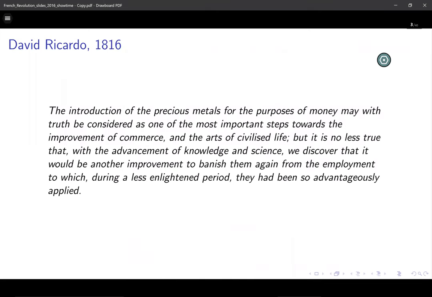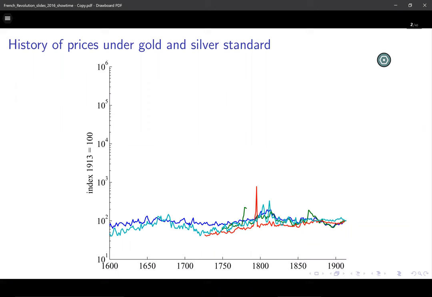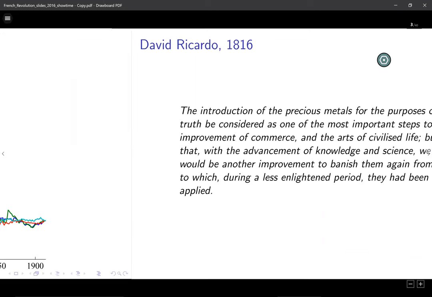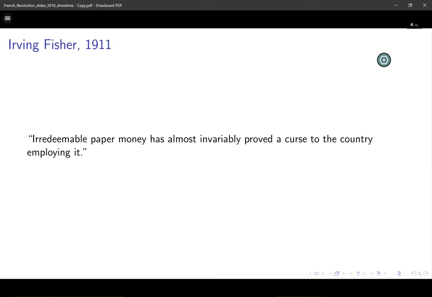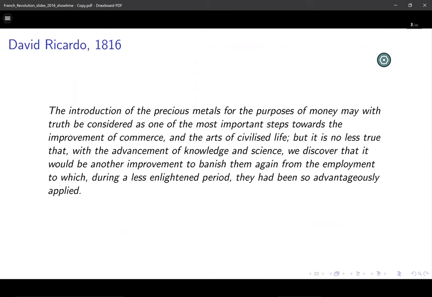So this is the quote from David Ricardo that we saw last time in 1860, which is about right here. Now it's interesting, it's right here because this red line is France. And this episode right here, we're going to talk about today. But in 1816, David Ricardo recommended that you do a trick, which is basically you stay on a commodity money, but you issue the minimum amount of commodity money and the maximum amount of tokens that's consistent with staying on the gold standard. So he was recommending issuing.